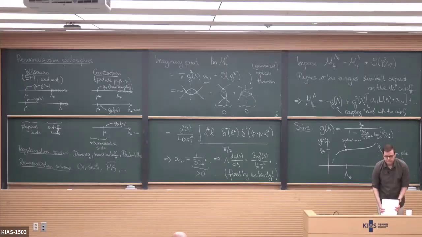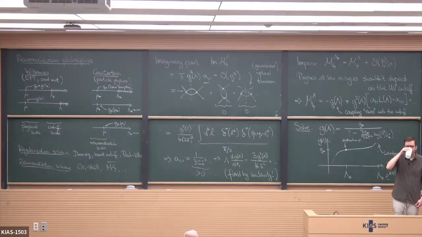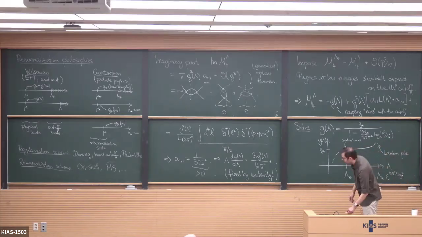Any questions? Thank you. Then, if asymptotic freedom is due to the negative or positive imaginary part?